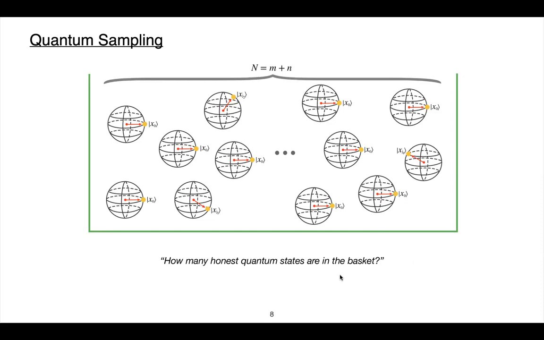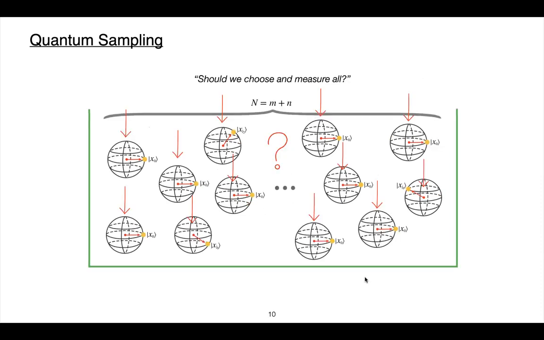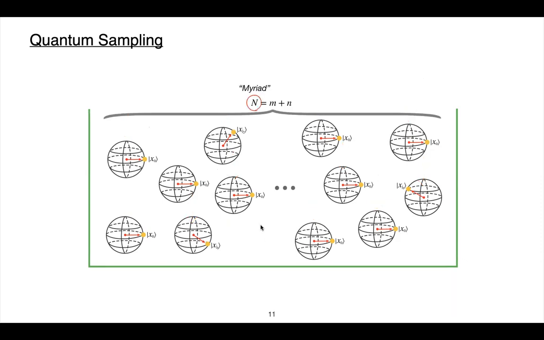Then we ask ourselves, how many of these honest quantum states are in the basket? There is a big N number of quantum states, and we assume the big N is too large to count all. The previous question is equivalent to asking what is the noise of these quantum states in the basket? Should we choose and measure them all to get the answer? I don't think that is a good approach because the big N is too large.